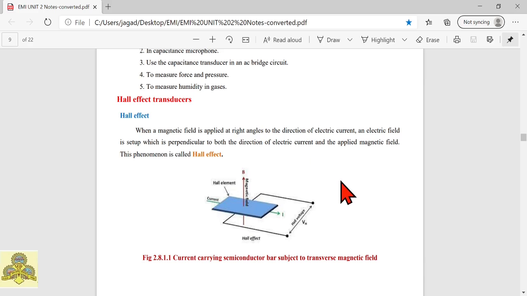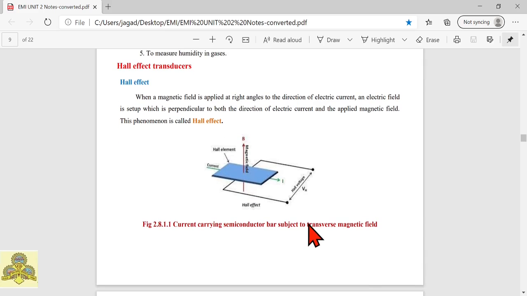Hope you understood that Hall effect principle. Let's see again. So this is the metal and current is applied in this direction. The magnetic field is applied in this direction, which is perpendicular to the flow of a current.